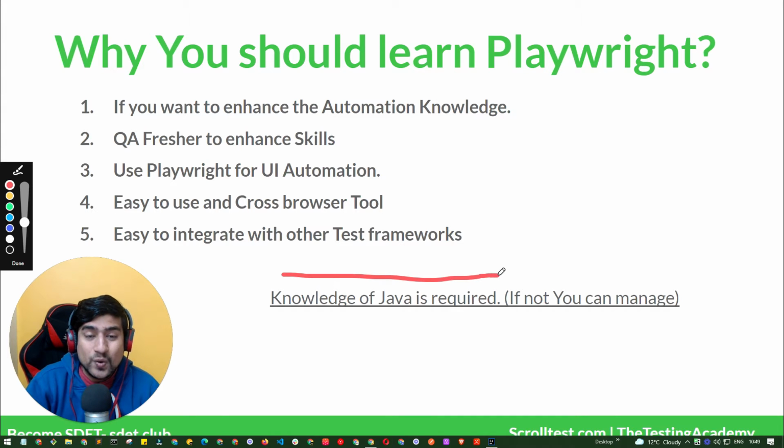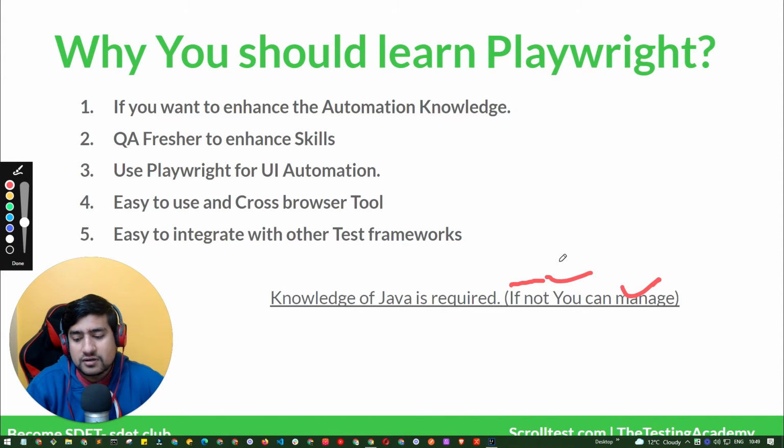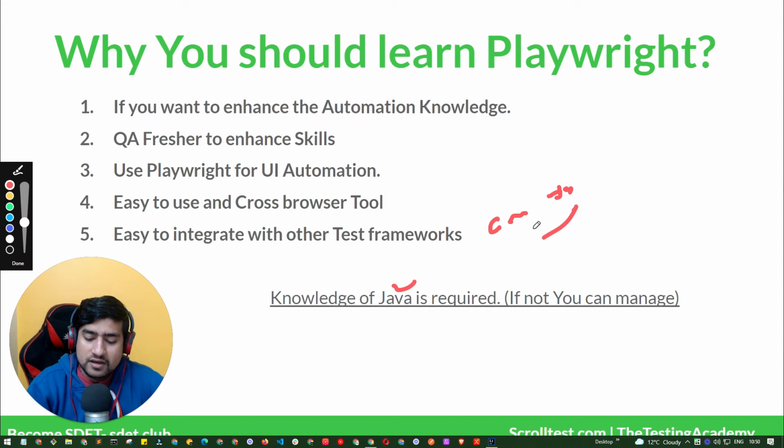Knowledge of Java is required. This is especially for QA freshers who don't have Java-related knowledge, but what I have seen is that you can manage even if you don't have it. Whatever code we are writing, I am thinking about how a fresher would be able to understand it, so I will give you the concepts side by side also. But I would recommend going with core Java training along with this.